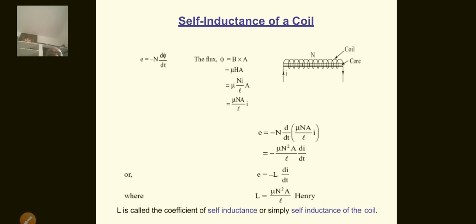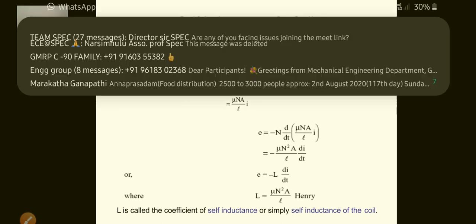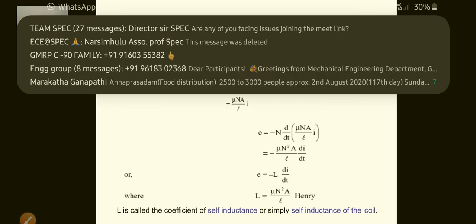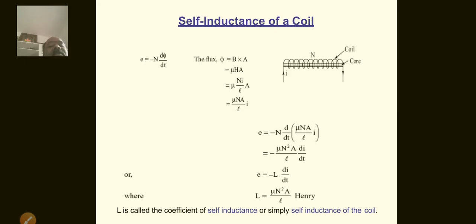That should be substituted in Faraday's second law, E is equal to minus n d phi by dt. Then you will get the result E is equal to minus mu n square A by L into di by dt. So mu n square A by L is equivalent to L, that is the self inductance of the coil, which is indicated by L. So therefore E is equal to minus L di by dt. So this is about the self inductance.